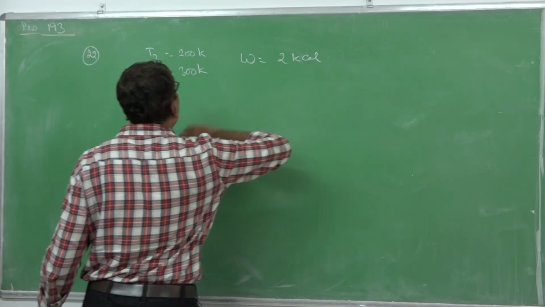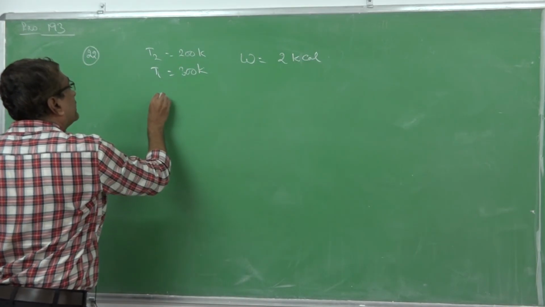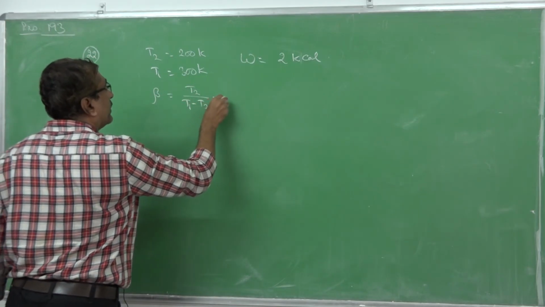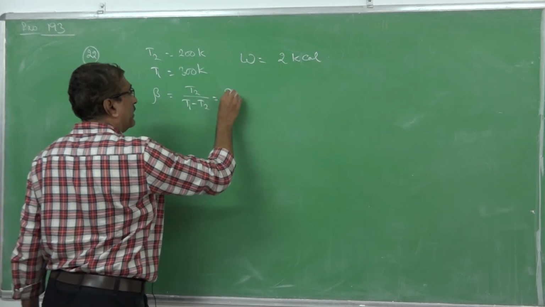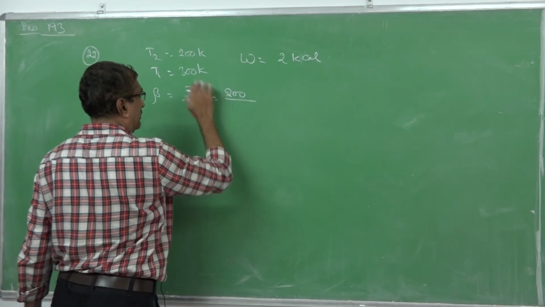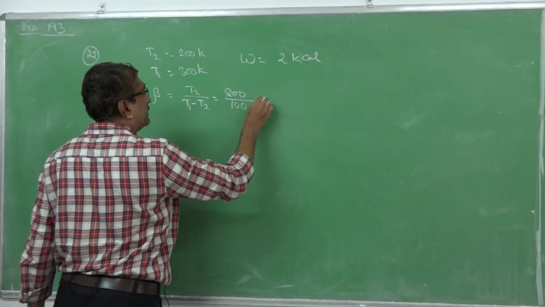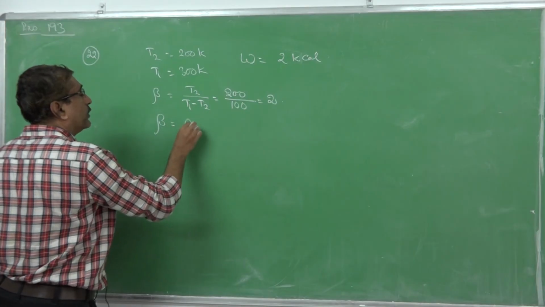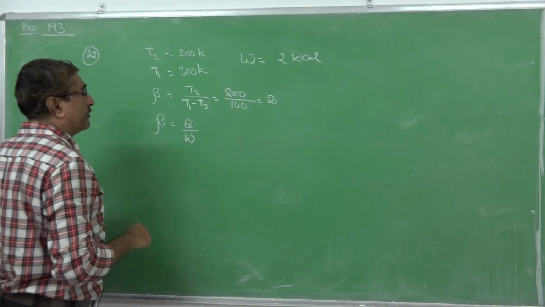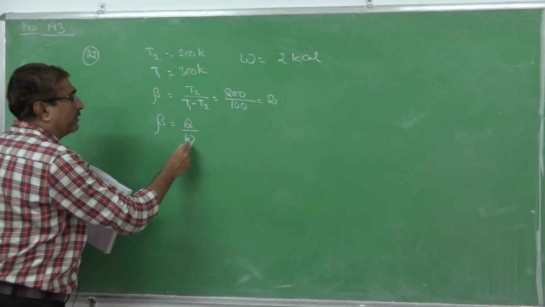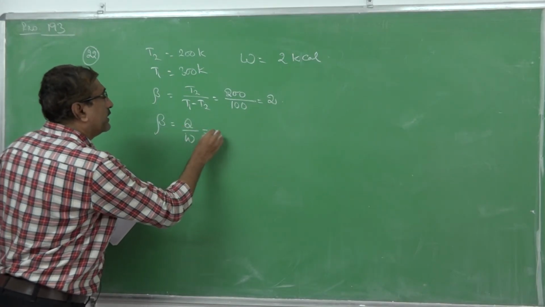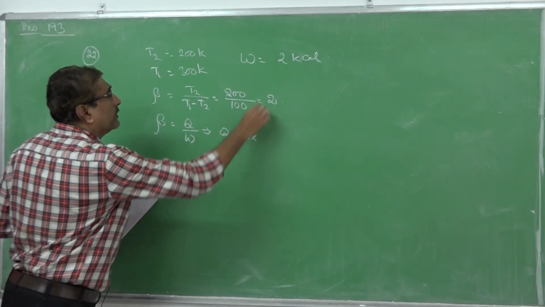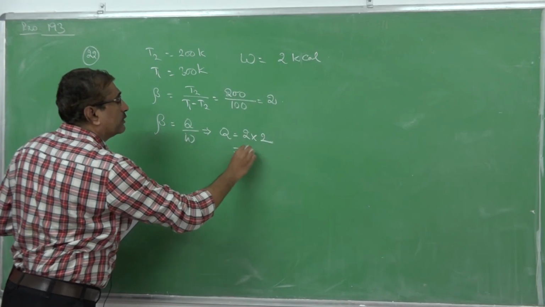Now the performance of this refrigerator is T2 by T1 minus T2, that is 200 by 300 minus 200, that is 100, so that is 2. So actually beta is equal to Q by W. Okay, amount of heat by work done. So this implies Q is equal to 2 into 2, that is 4.